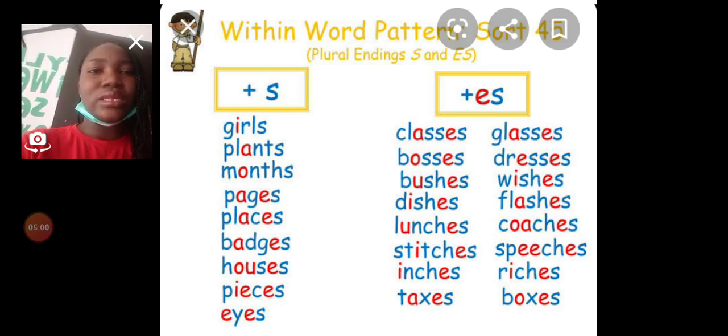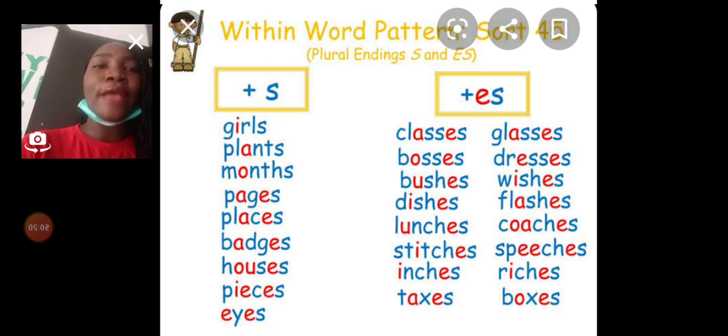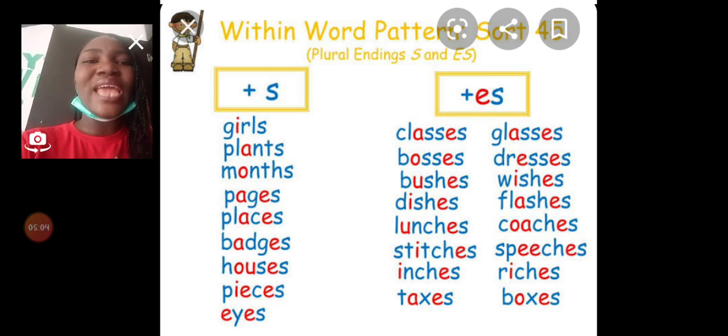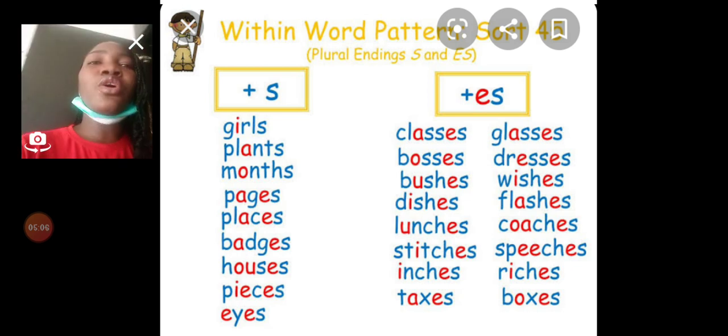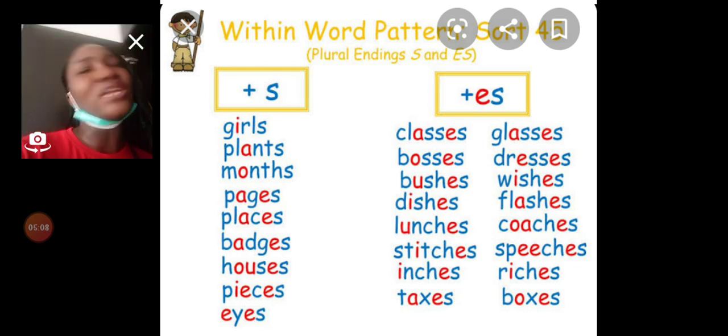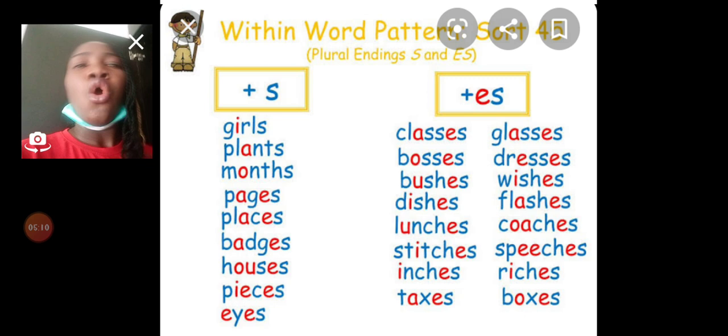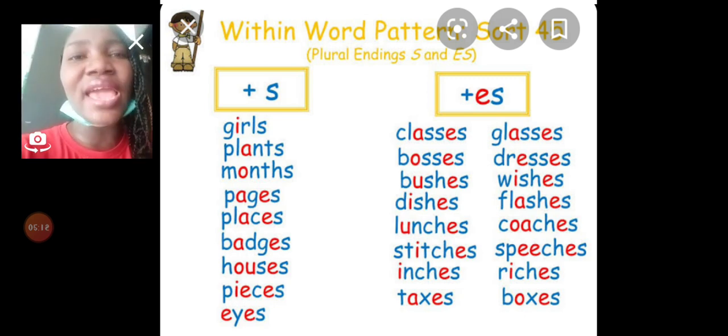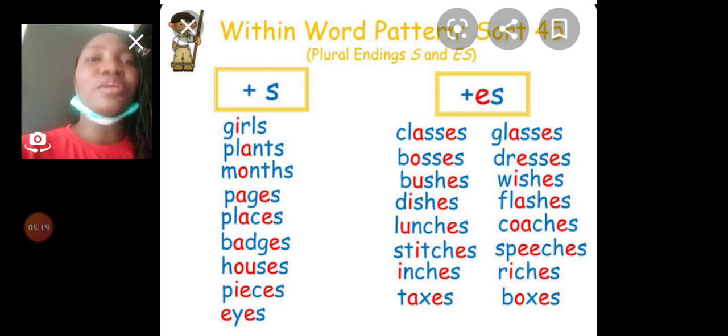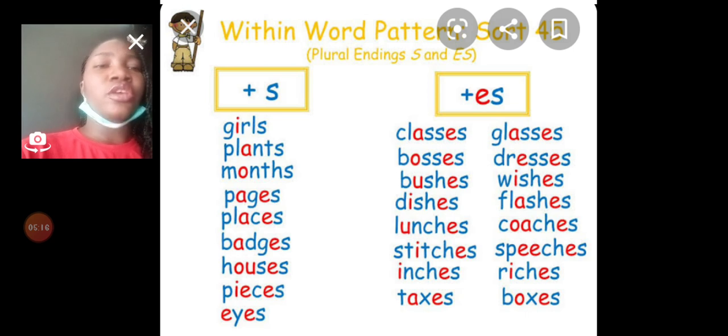Pages, places, badges. Do you know why? Because most of these words end with E. So because they end with E, we cannot add another E to it. All we need to do is just add S to it, so that we can pronounce the plural. Okay, so that is that.